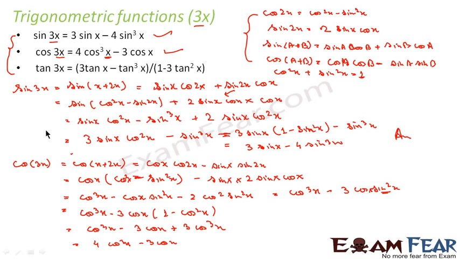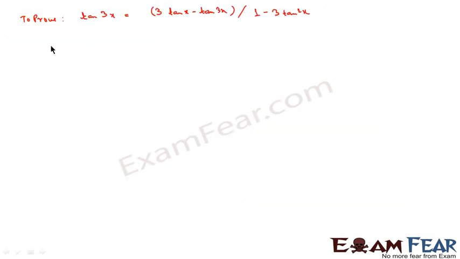Similarly, let me try to prove the third equation, that is tan 3x equal to 3 tan x minus tan cube x by 1 minus 3 tan square x. So let's prove tan 3x is equal to 3 tan x minus tan cube x by 1 minus 3 tan square x. So we'll expand similar to what we have done earlier. We'll say tan 3x is equal to tan of 2x plus x.